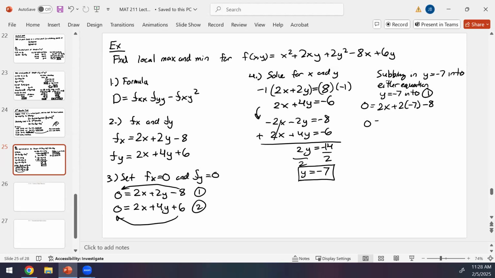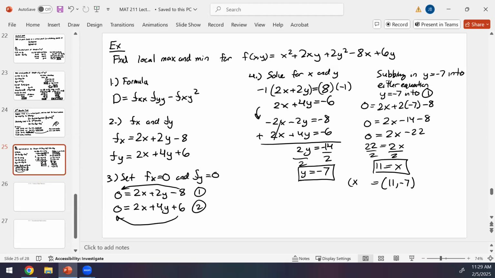And so we get 0 equals 2x minus 14 minus 8. 0 equals 2x minus 22. 2x equals 22. Divide the 2 over. X is equal to 11. So we get 11. So now we have our ordered pair. So we have 11 comma -7. And make sure you put, I remind you, x comma y. Always put the x first and the y second.